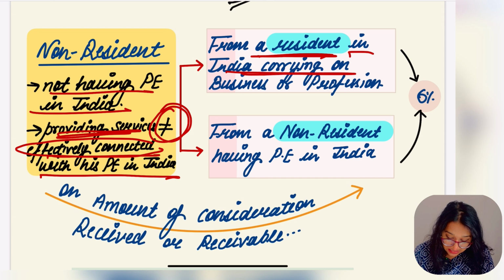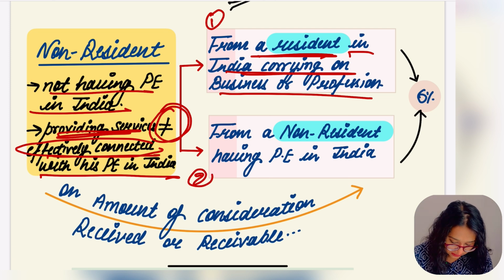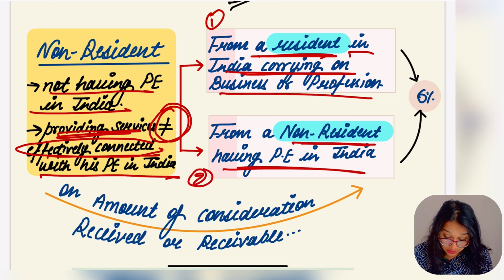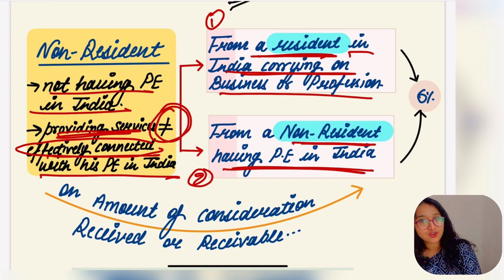Okay, in India carrying on business or profession. This is the first part. Or to a non-resident who is having a PE in India. The non-resident is simply doing a transaction with two people. First one is a resident of India engaged in business or profession, right? Second, the non-resident is again doing a transaction with a non-resident who is having a PE in India, right?